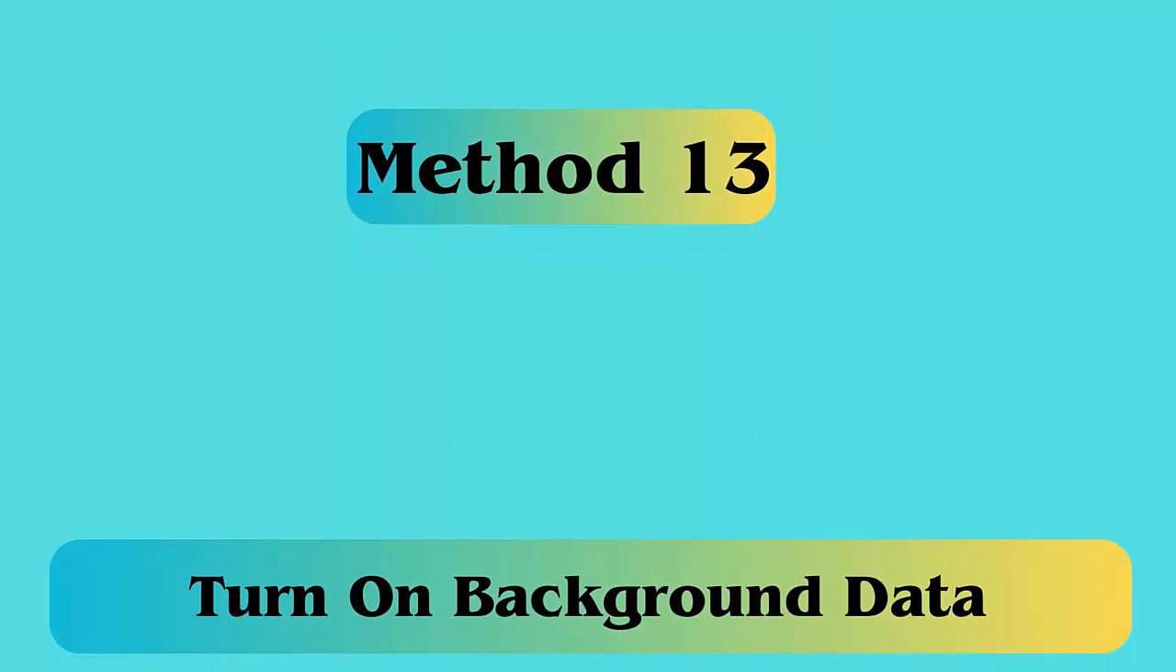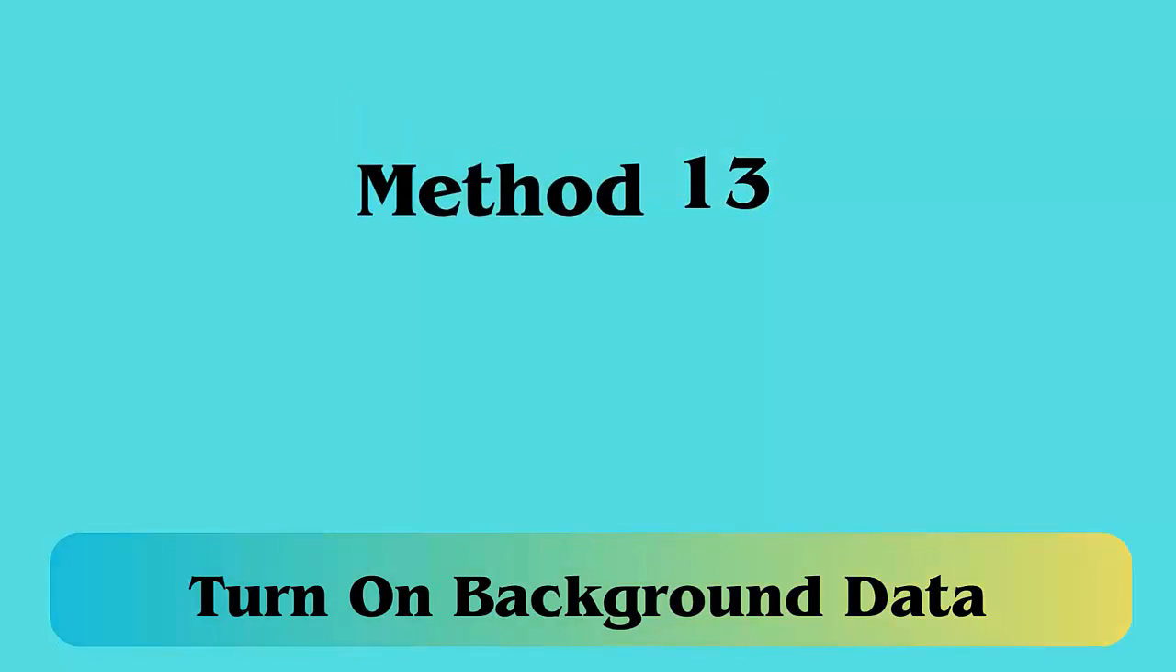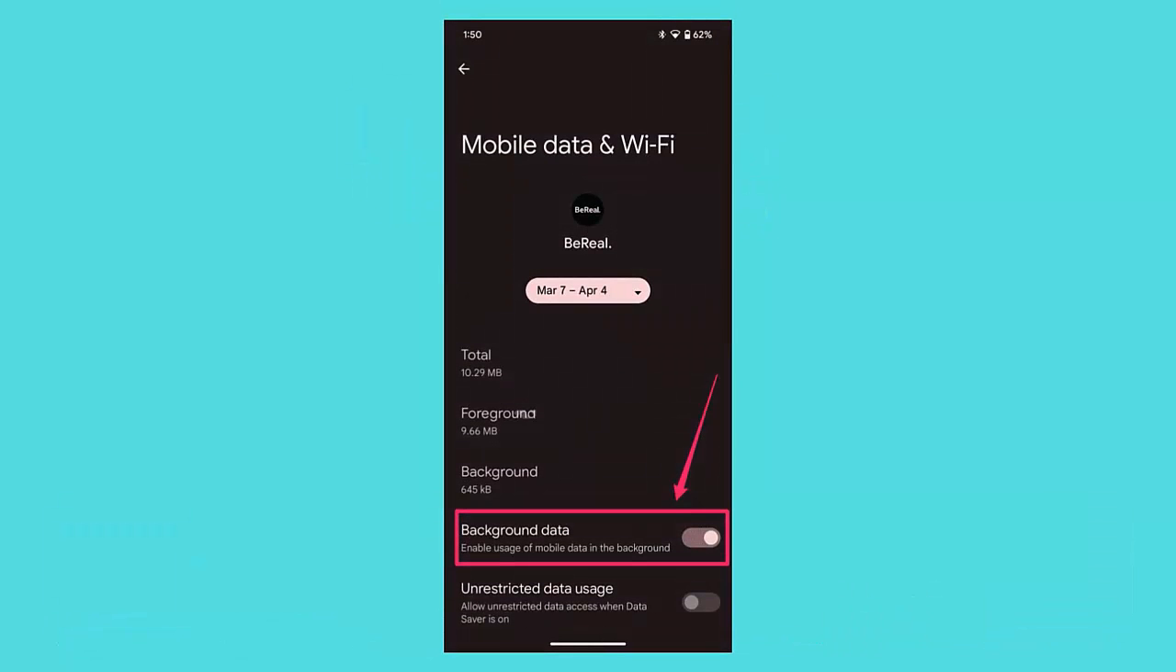Method 13. Turn on background data. First, open Settings, Apps, See all apps option. Now, choose the BeReal app from the list. After that, move to Mobile data and Wi-Fi. Finally, enable the background data option.